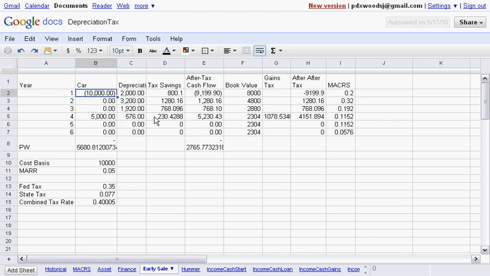So what we're doing is we're starting with that $10,000 car, which you have right there, that we started with before. That's our cost basis. We're dealing with the minimum acceptable rate of return of 5%, but it's almost irrelevant right now. We're dealing with a 35% federal tax rate, a 7.7% state tax rate, and just to give the recollection, if you're looking for that combined tax rate, you add up the state and federal rate, and then you subtract off the product of those two.